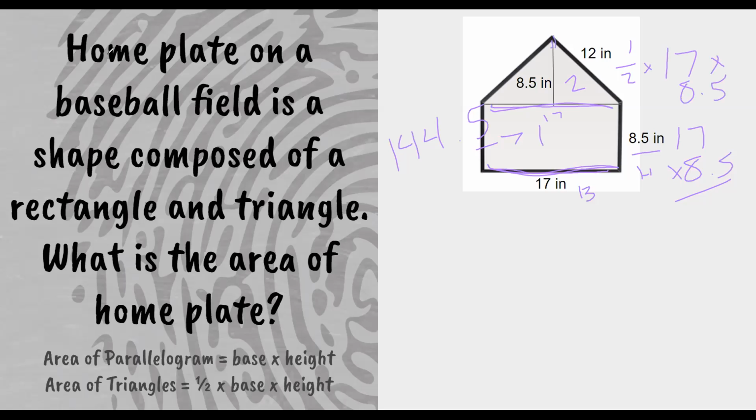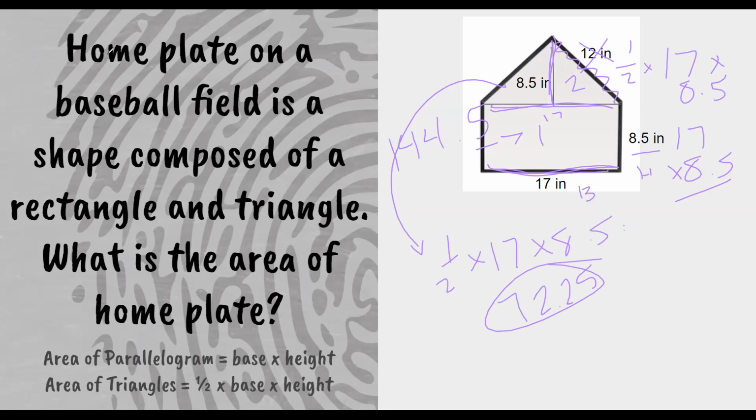So remember, the height is this. This slanted line is never the height. You don't use that in anything. So this 12 you don't actually need. My area of my triangle was 1/2 times 17 was the base, and then times 8.5. So I'm going to multiply that together. 1/2 or 0.5 times 17 is 8.5 times another 8.5 is 72.25.